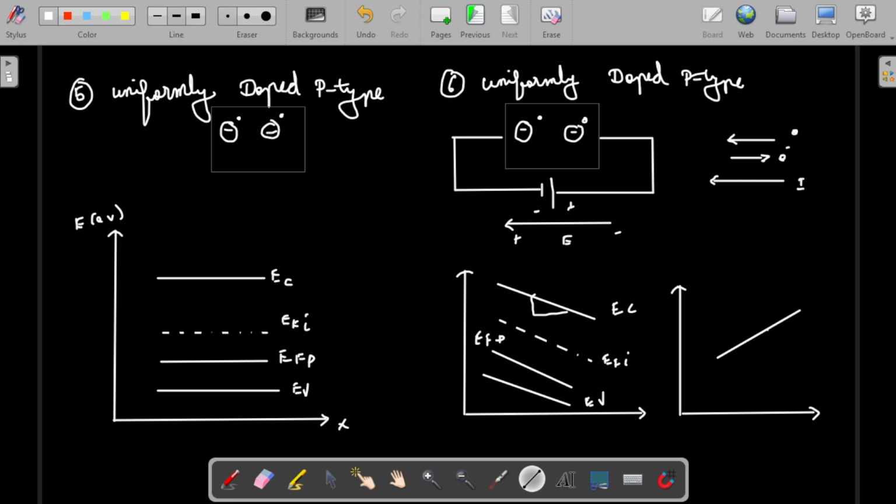So this is sloped in this direction. The slope here is positive, but here if you see the slope is negative. This is what the change is. So it is positive slope here and negative slope here. So that is the observation that we have to remember. So this is with respect to p-type, which is uniformly doped.